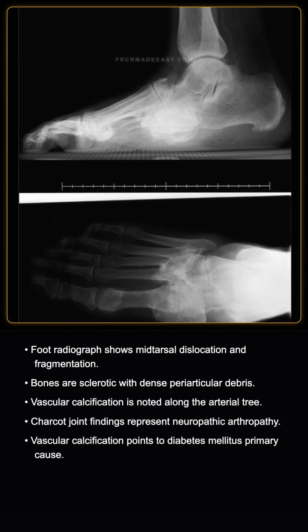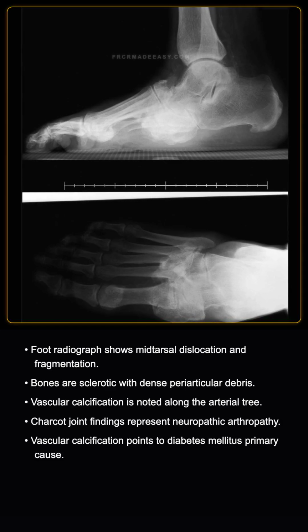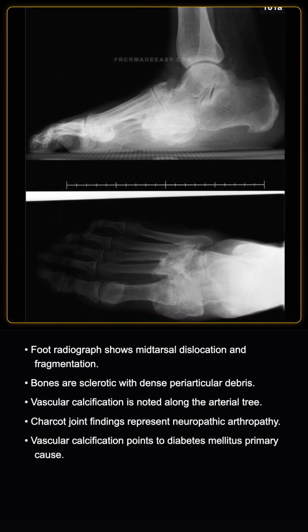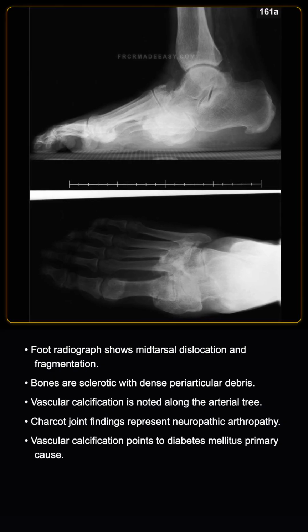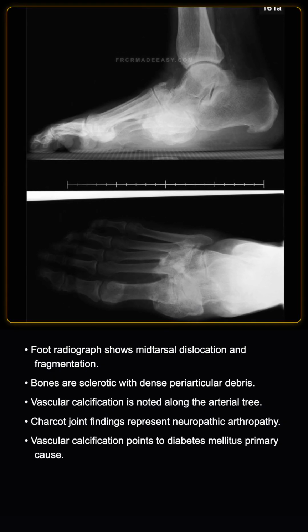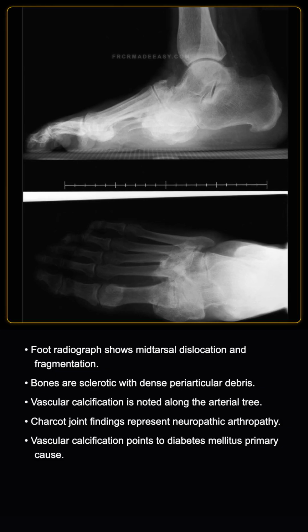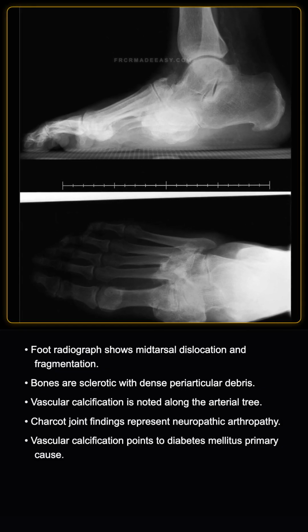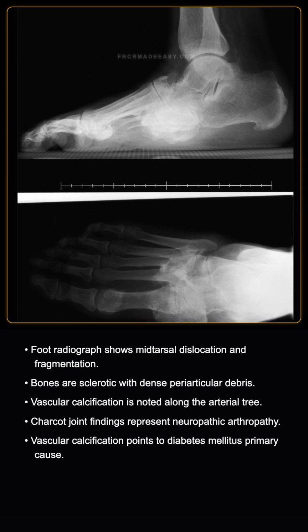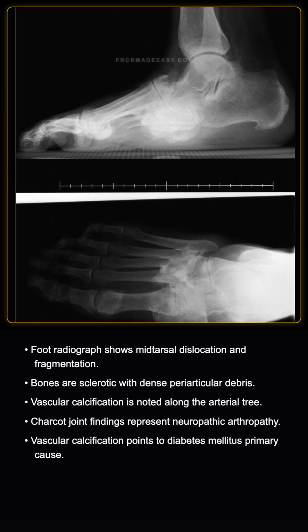surfaces, and subluxation at the midtarsal joint. There is dense subchondral sclerosis and extensive periarticular debris or loose bodies within the space, along with severe structural deformity. Additionally, there is prominent, track-like, vascular calcification of the arterial tree.